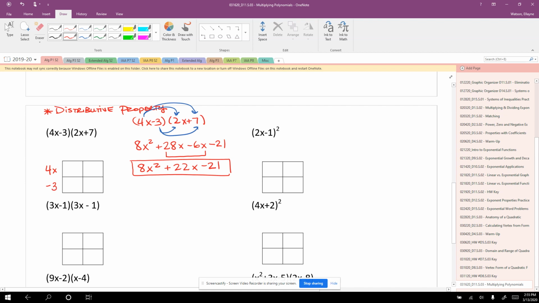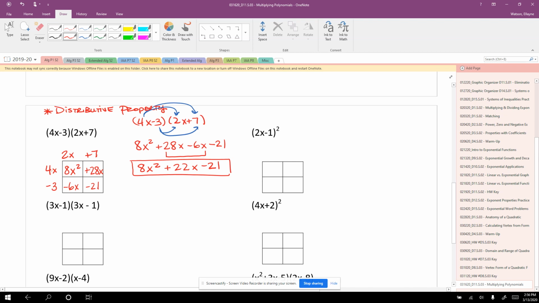It's important to put that minus 3, or the negative sign in front of it, because we're going to end up multiplying it, and so we need to know if it's a negative number. Then up top, we're going to write the other binomial, which is 2x plus 7. Now we're going to multiply to get a value to put in the box. I'm going to multiply 4x and 2x, and I get 8x squared. Then 4x and 7, and I get positive 28x. Then negative 3 and 2x, and I get negative 6x. And one more, negative 3 and 7, I get negative 21.